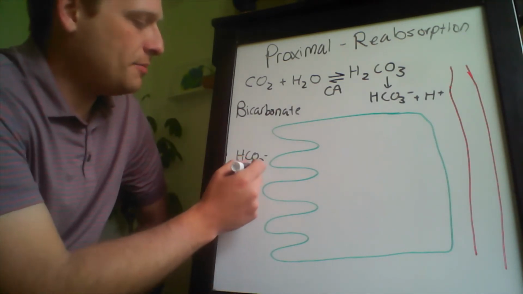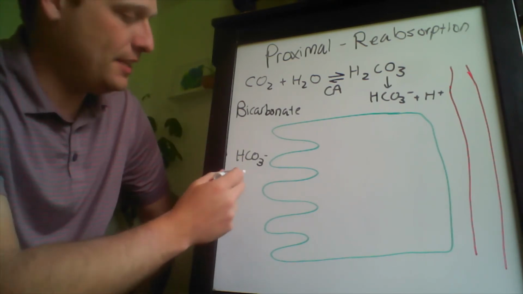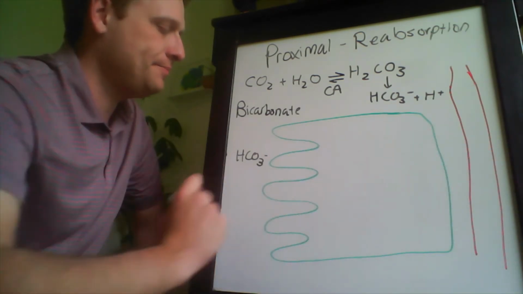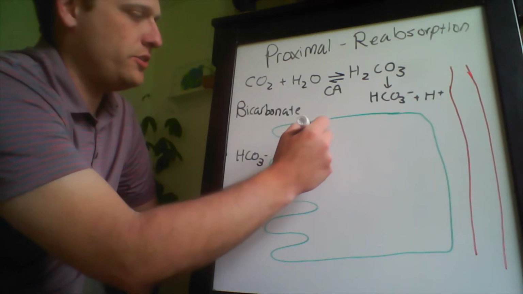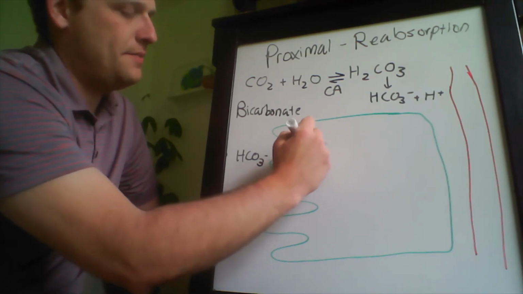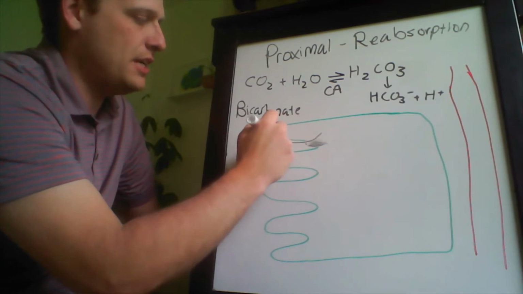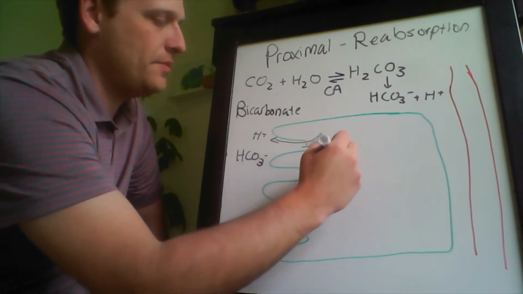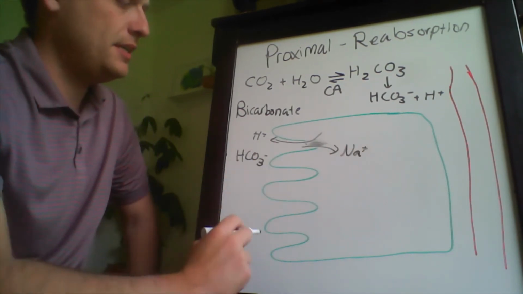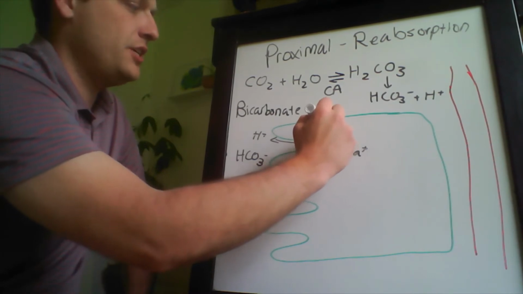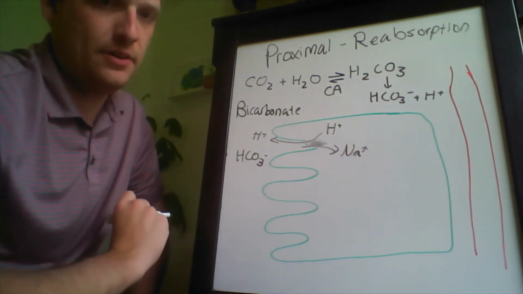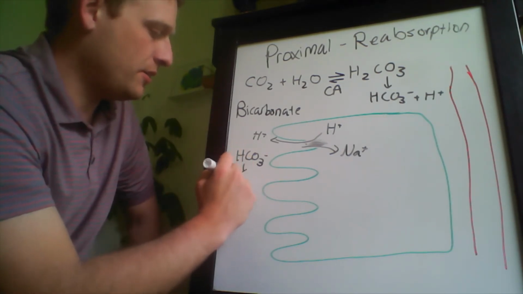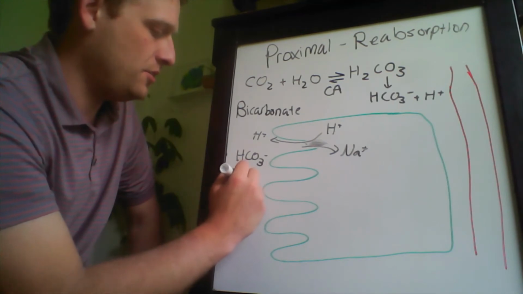So you have this bicarbonate out here in the lumen, in the filtrate, and we need to get it back into the blood. How that first occurs is that there is a sodium-hydrogen ion symport pump, or excuse me, antiport pump. So sodium is being pumped into the cell, and hydrogen ions are being pumped out of the cell. And when a hydrogen ion meets bicarbonate, it's going to convert to carbonic acid, H2CO3.